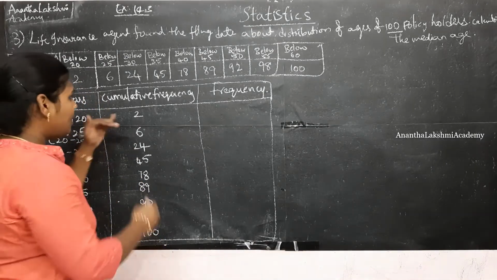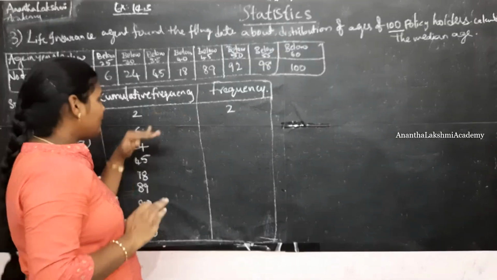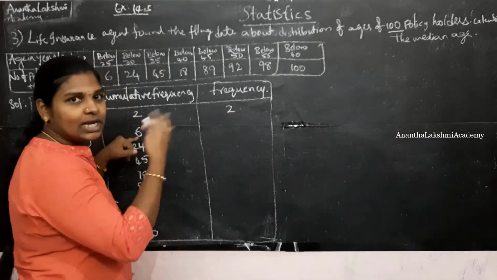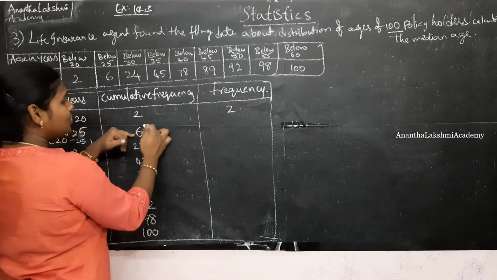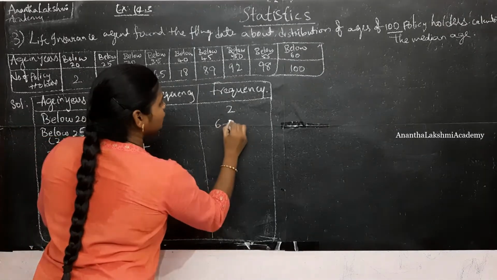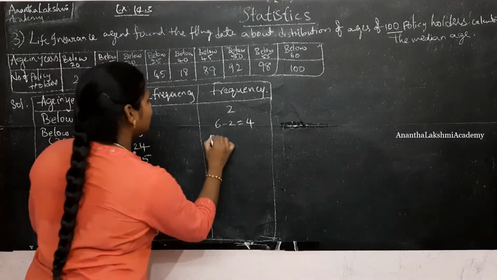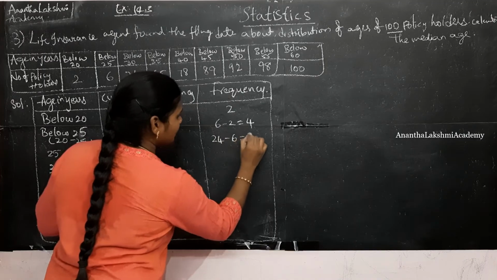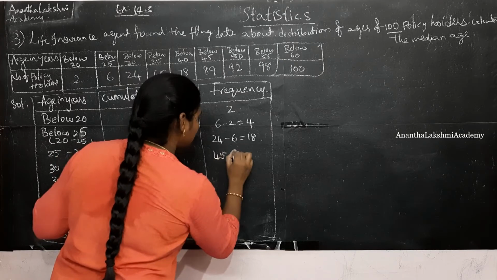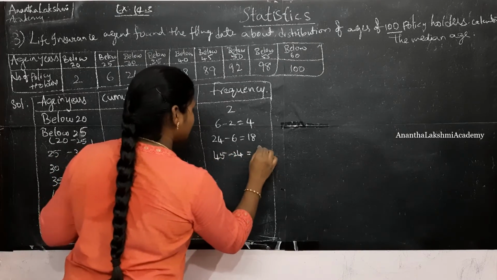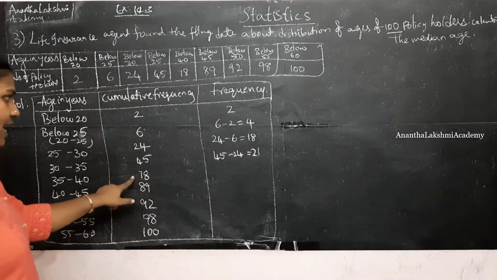Okay, how does the cumulative frequency occur? The first frequency is 2 as is. When you sum up this with this, you get the cumulative frequency. So in order to get the frequency from cumulative frequency, we need to do the subtraction. So this is going to be 6 minus 2, 4. And to figure out this particular frequency, 24 minus 6, 18. Alright, 45 minus 24 is 21.